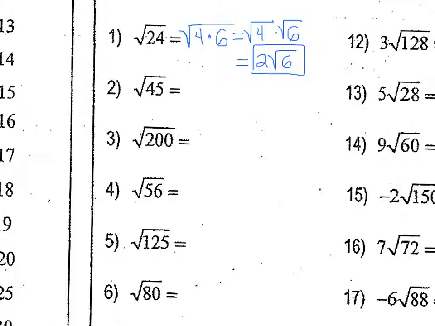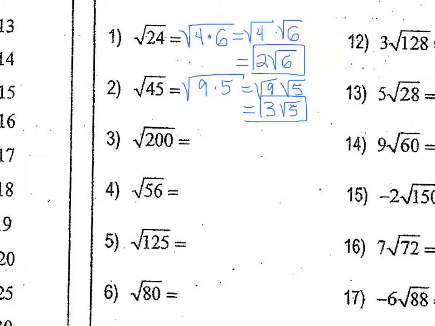What about 45? The biggest perfect square that goes into 45 is 9, so it's 9 times 5. Then you rewrite it, square root of 9 times the square root of 5. What's the square root of 9? That is 3, and the square root of 5, you cannot simplify it anymore, so you leave it like that. So it's 3 square root of 5.